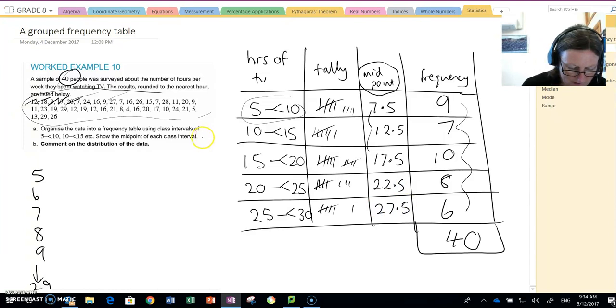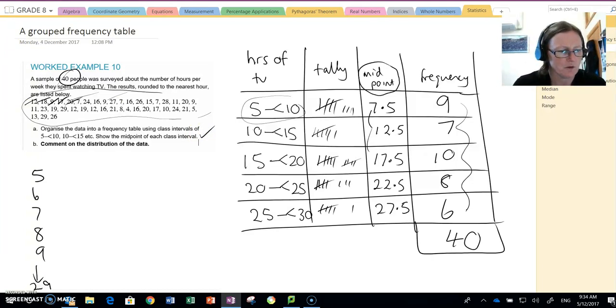So we've organised this data into the table. We've shown the midpoint. So that's what the first part of the question asks. With the second part of the question, comment on the distribution of the data. My comment would be that the TV viewing times are fairly evenly spread. They're fairly evenly distributed. But the most frequent, we could probably comment the most frequent hours per week viewing was here. Between 15 up to not including 20, 10 out of the 40 watch that. So that's the type of comment we could make about this.